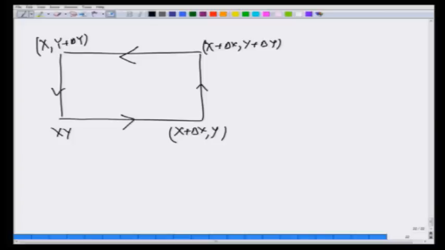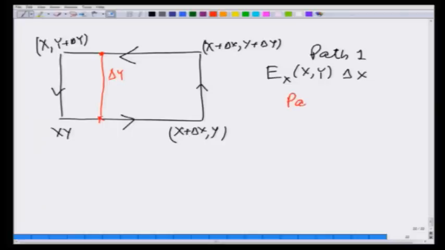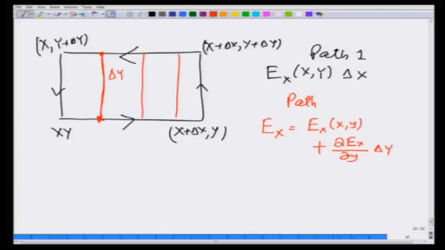Notice that for path number 1, we had E_x at (x, y) delta x. When I calculate it over path 3, for each value of x, the corresponding value on path 3, the x value remains the same, the y value has changed by delta y. So, for path 3, the E_x is going to be E_x(x, y) plus partial E_x over partial y delta y, right. For each x, y has definitely changed at each point, and we are taking the x value to be out here. Same thing for this.